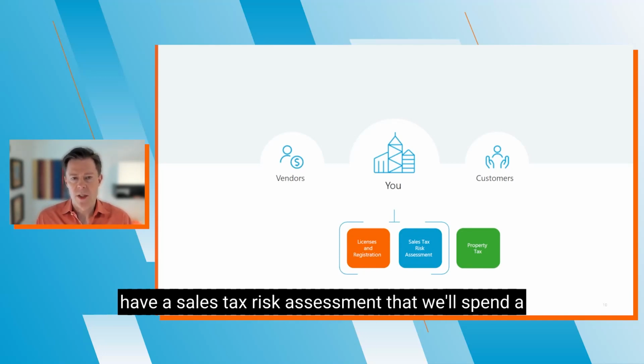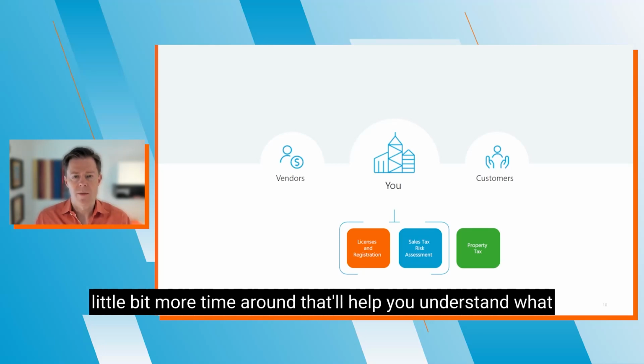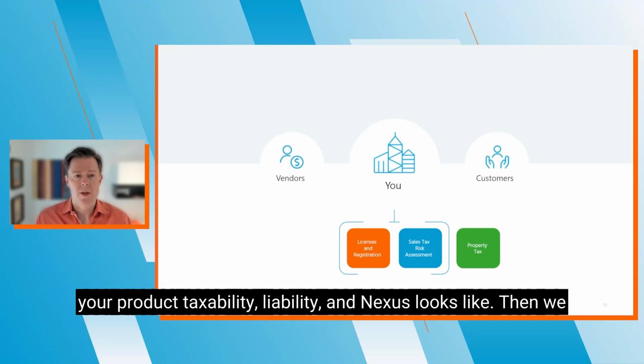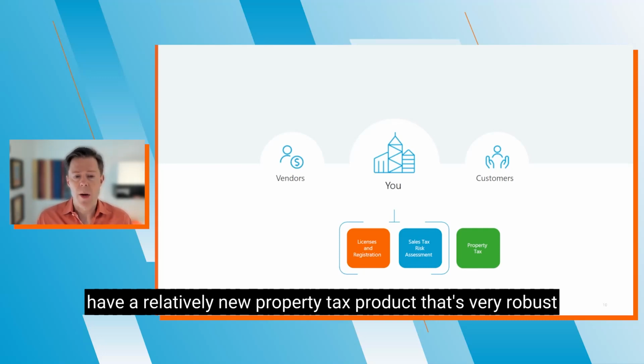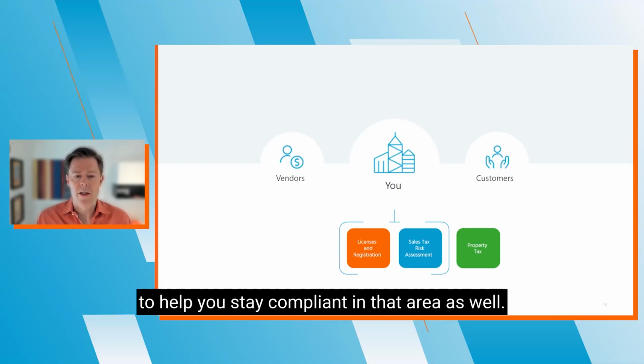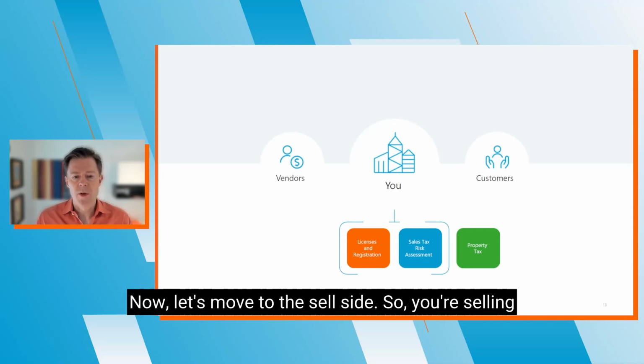We have a sales tax risk assessment that we'll spend a little bit more time around, that'll help you understand what your product taxability, liability, and Nexus looks like. And then we have a relatively new property tax product that's very robust to help you stay compliant in that area as well. And now let's move to the sell side.